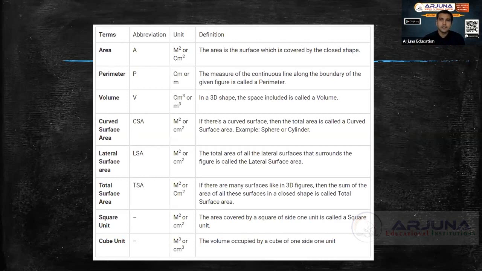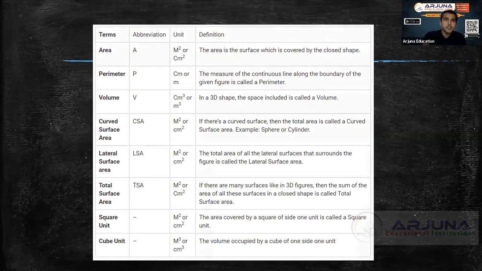And volume is always area into the height. Okay, you have area into the height, that becomes the volume. Then there is curved surface area, lateral surface area, total surface area. I think you have applied these things when it comes to the volume and surface area of the cylinder, cone, all those things, right? Then there is cube also.